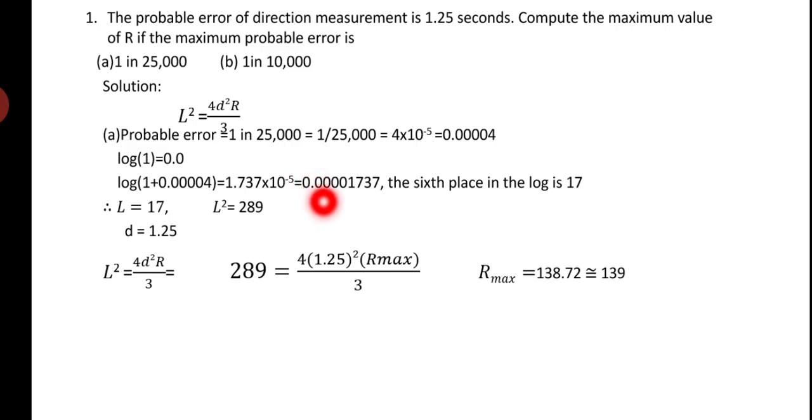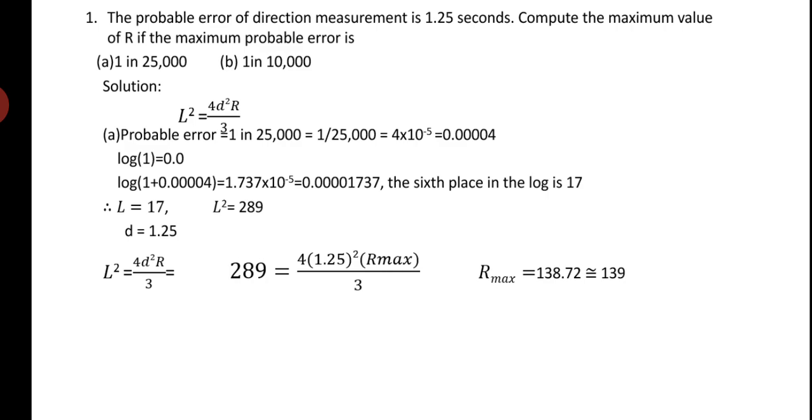If you count 1, 2, 3, 4, 5, 6, sixth is 17. Now this L is 17, L square is 17 square, it is 289, and small d is given in the problem, that is the probable error in the direction, that is 1.25. Now you can use this formula, L square is equal to D square R divided by 3, that is L square is 289, 4 into D is given 1.24, R max we don't know, we are going to keep as it is, divided by 3. It is going to be R max is equal to 138.72, that we are going to round up to 139.